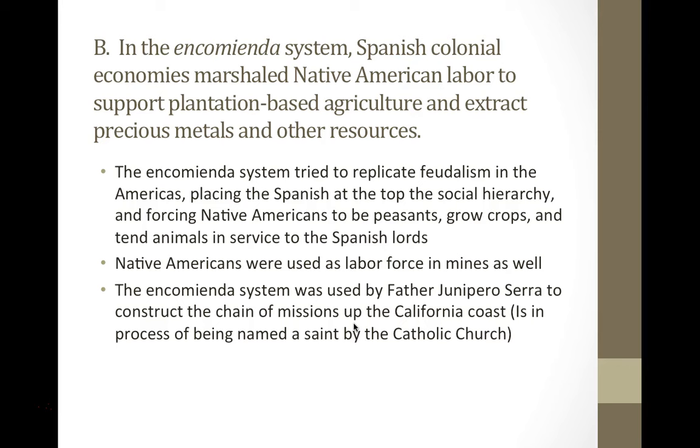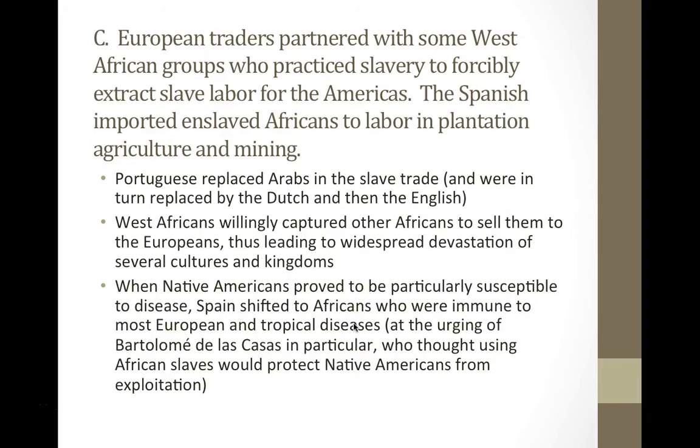The encomienda system is also used by Father Serra to construct a chain of missions all the way up the California coast to attempt to convert Native Americans to Christianity. Really controversial guy right now. He's in the process of being named a saint by the Catholic Church. He's been beatified, the step right before becoming a saint. A number of Native Americans are very upset about that, saying that he ripped children away from their families to try to force them to assimilate into Spanish culture and Christianity, to take away their religion and their culture, and they're saying that he should not be a saint. So a very modern controversy over a very ancient idea.